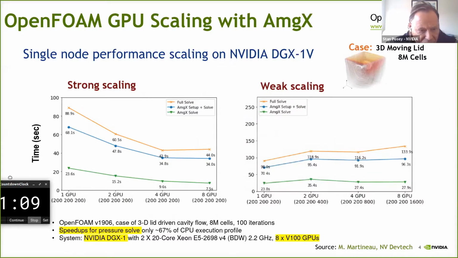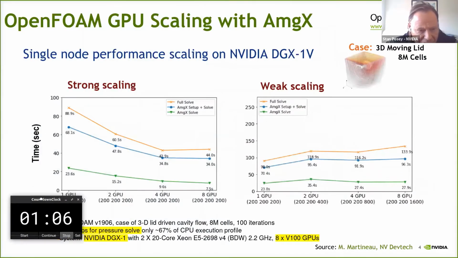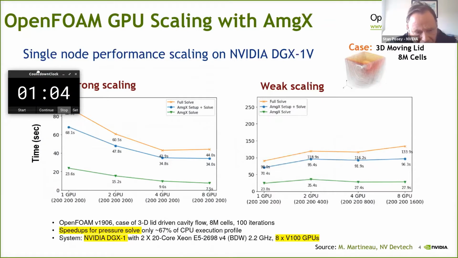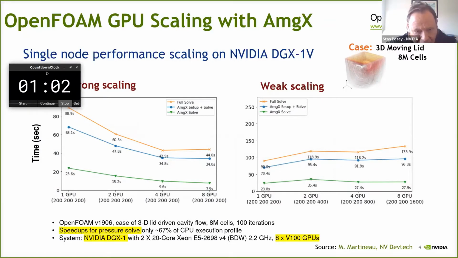And here you can see a few strong scaling, weak scaling plots, and these are up to 8 GPUs. Again, the same case, the 3D moving lid, simple configuration.